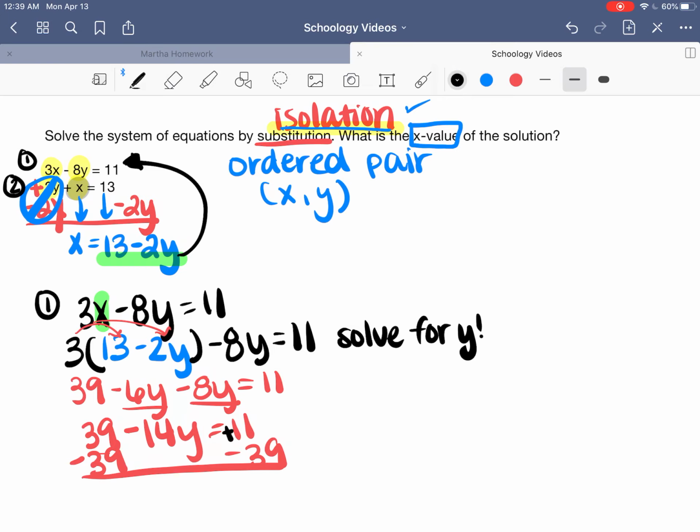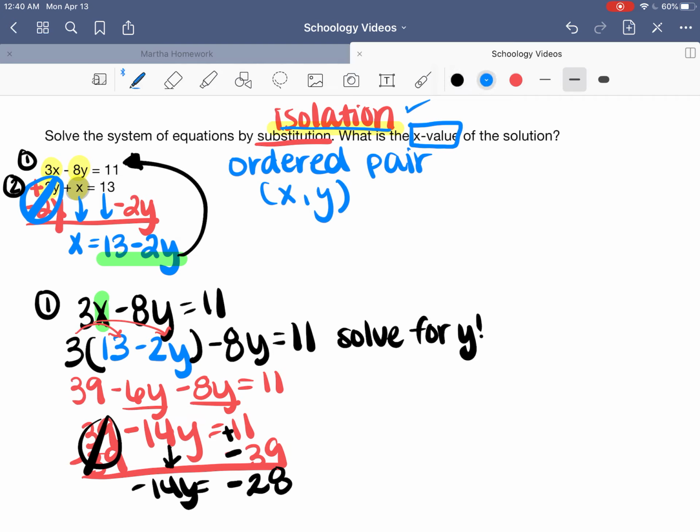All right, we have a positive 11 and a negative 39. Because they're opposite signs, I'm going to subtract them. I'm going to get 28. Because the 39 was bigger, my 28 should also be negative. All right, so these two should cross out. This should give me 0, and you should bring down the negative 14y.